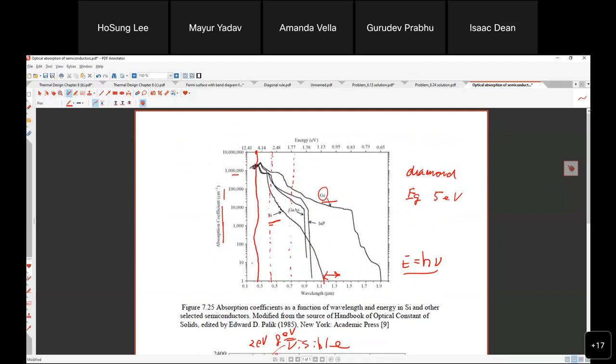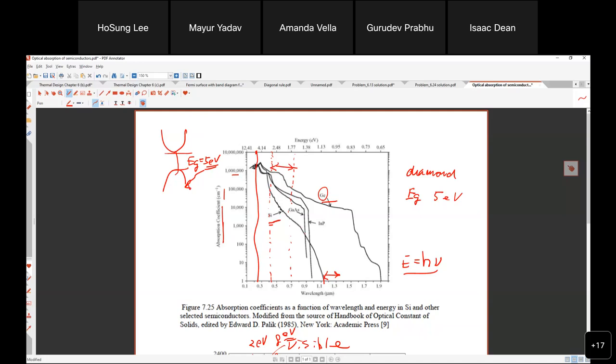So what happens is, in order to absorb, this is 5 electron volt. So if light is coming, it should be higher than this energy. But the solar is not enough. Solar frequency is not enough to be absorbed. That's why it's transparent.